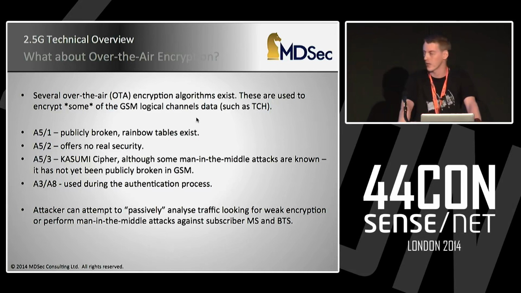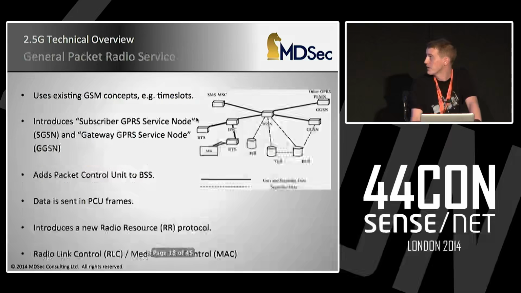So for instance, things like the traffic channel and voice communication are typically going to be encrypted. So there's A5/1, which has been publicly broken. You can download rainbow tables for it. There's A5/2, which is essentially no security whatsoever. And then there's the A5/3, which is the Kasumi cipher, which is vulnerable to a number of man-in-the-middle attacks, but it's not yet been publicly broken when applied in GSM. There's also A3 and A8, which are used during the authentication process. And as is widely known, an attacker can attempt to passively analyze traffic looking for weak encryption or perform man-in-the-middle attacks against a subscriber's mobile phone and base transceiver station.